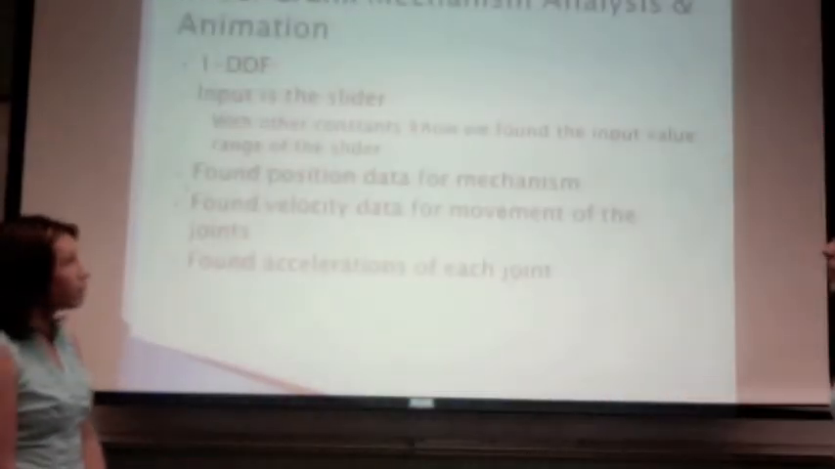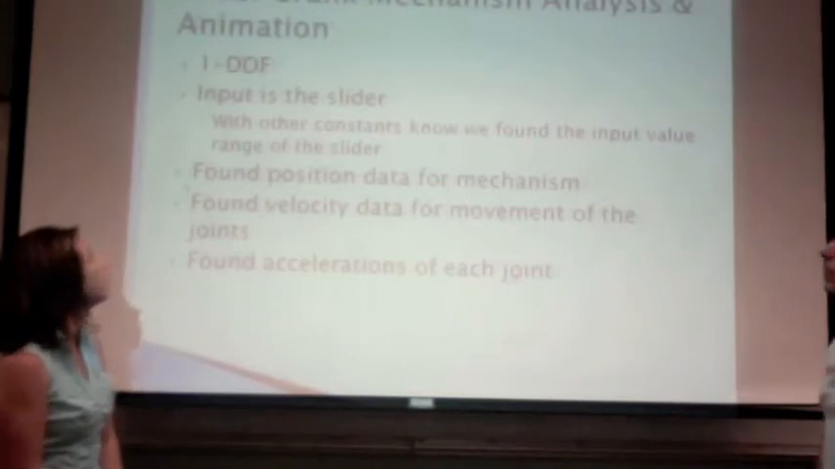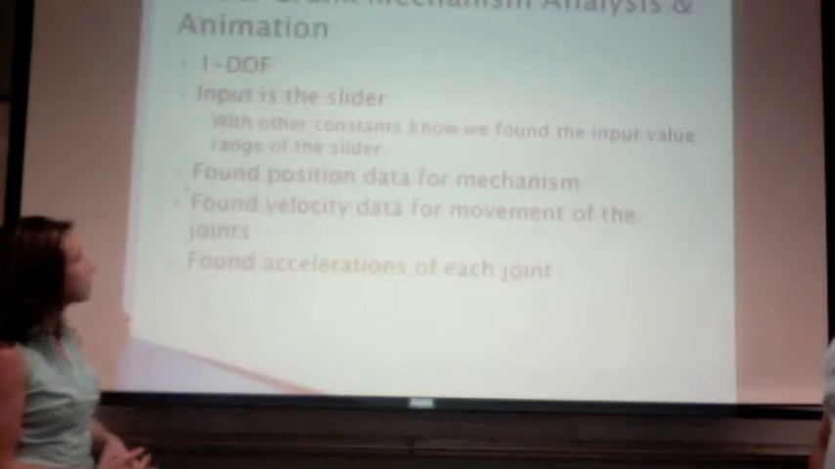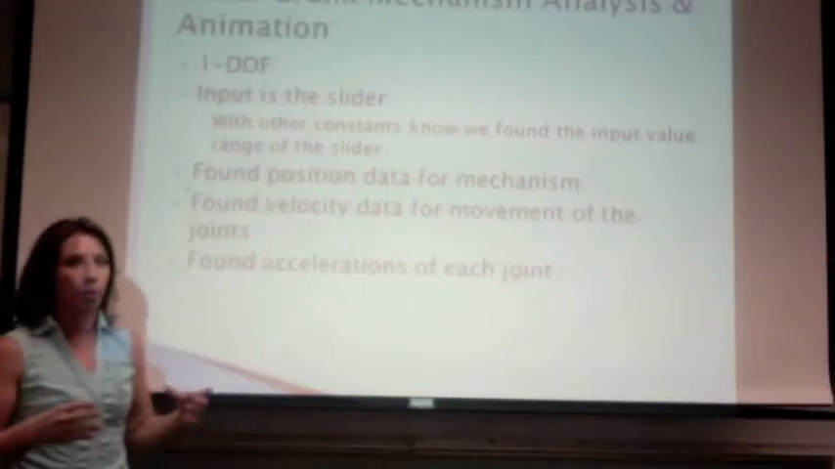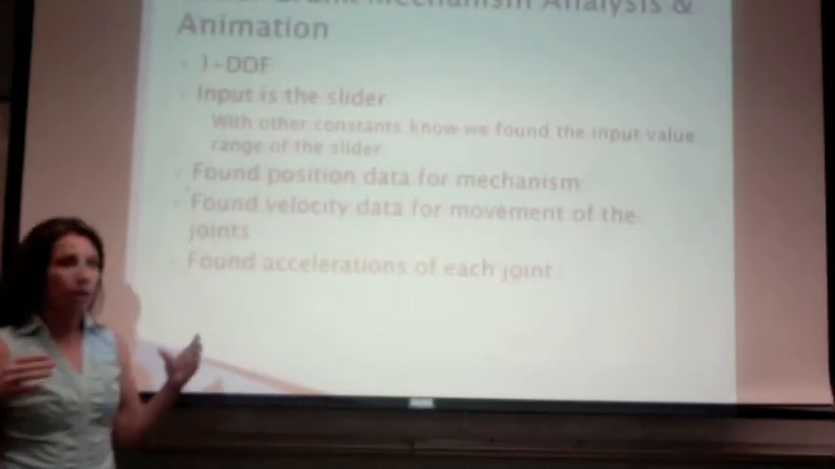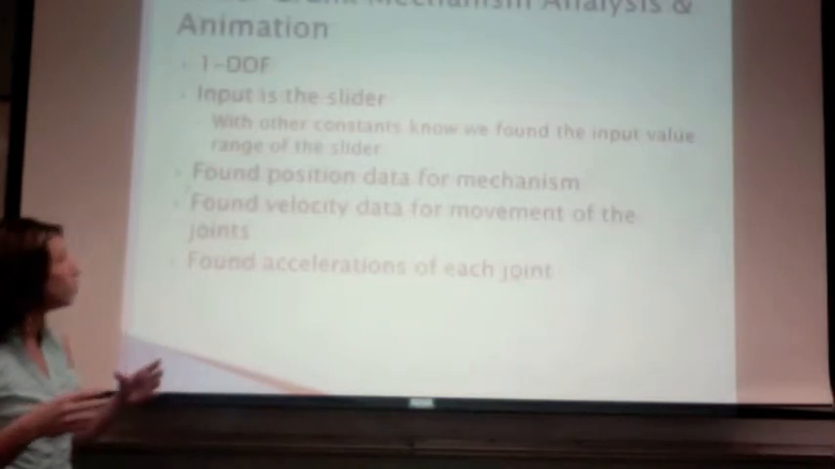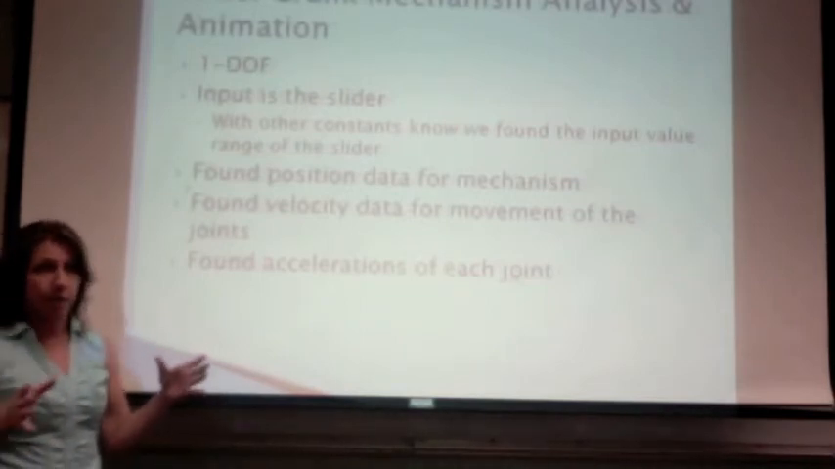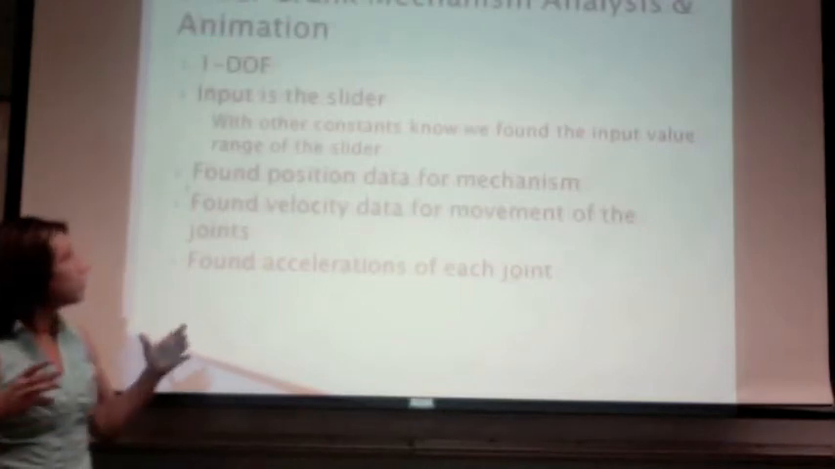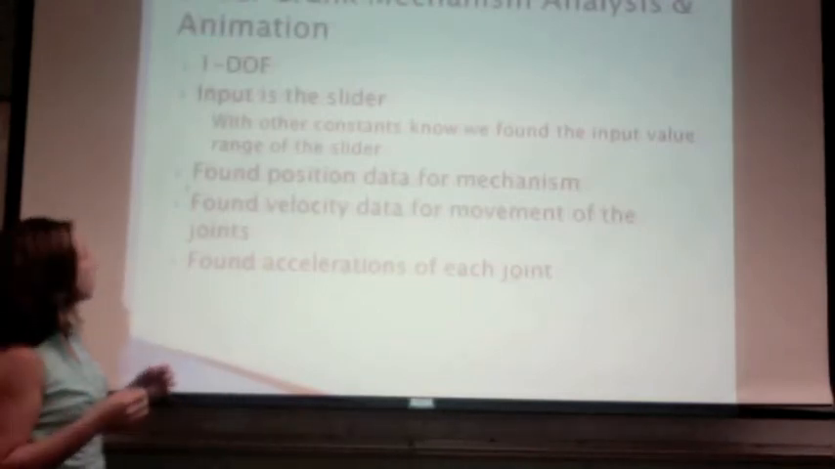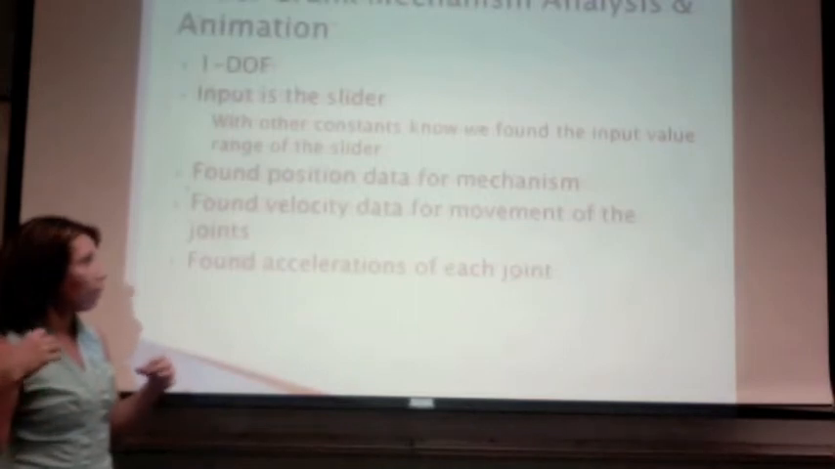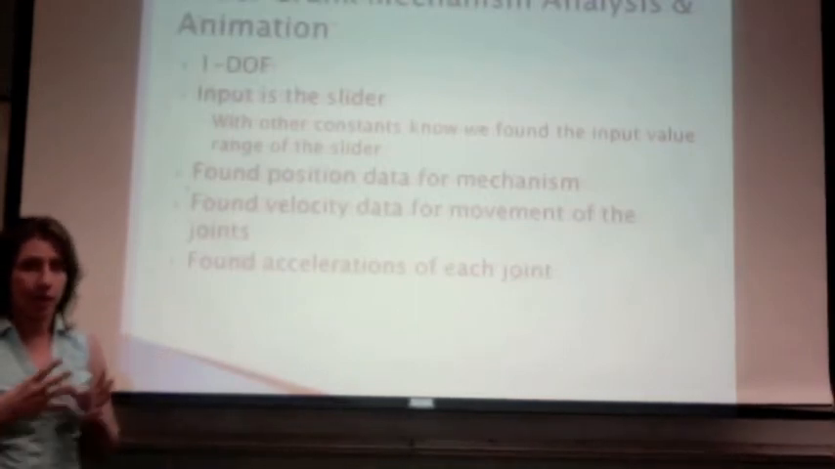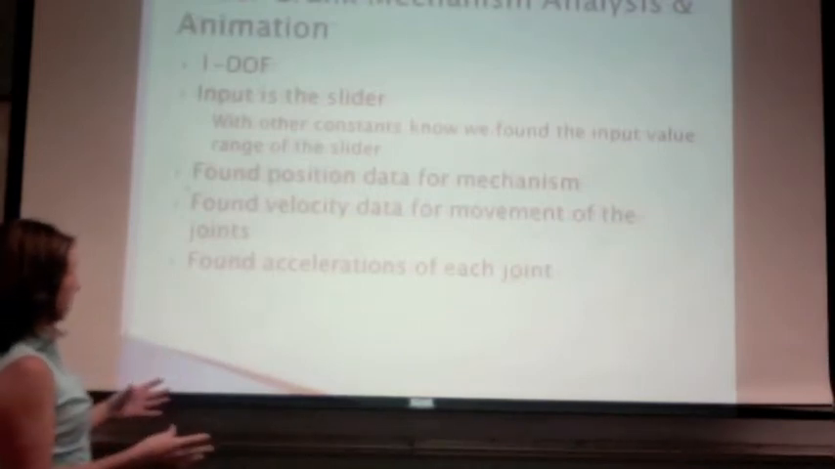Okay, the slider crank mechanism analysis animation. This was, like he said, a 1 degree of freedom type mechanism. With our particular one, the input was a linear input, so we had to decide how long the length of this input had to be. After we decided the length of this input, we had all the other information we needed, like the angles and the lengths of the other parts of the slider mechanism.